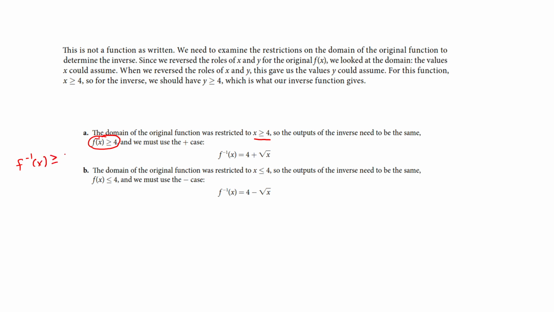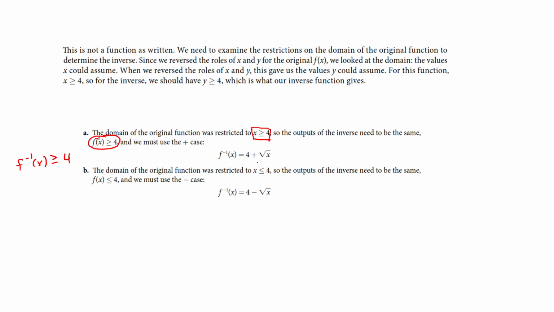That inverse should be creating y values that are greater than or equal to 4. Does that make sense? Since they're the opposite of each other, the x's and y's have now been flipped. If I restricted that original function for x's to be greater than or equal to 4, well, the inverse must create y's that are greater than or equal to 4, or they're not cut the same way.